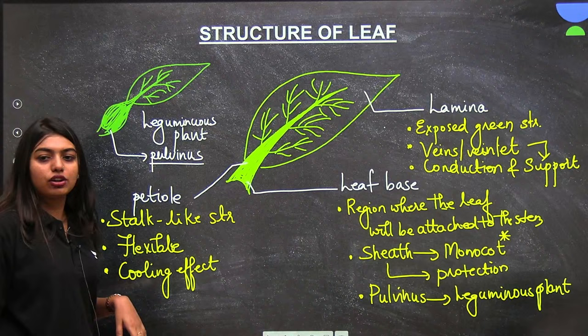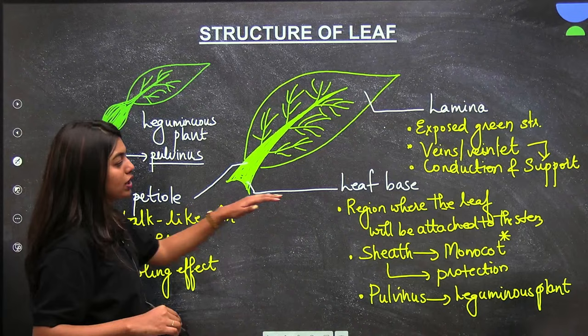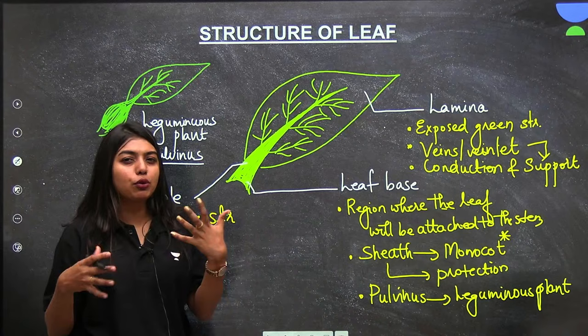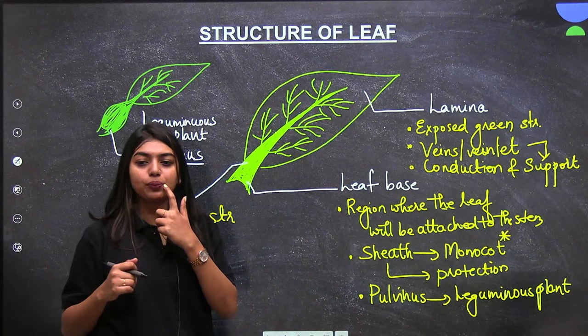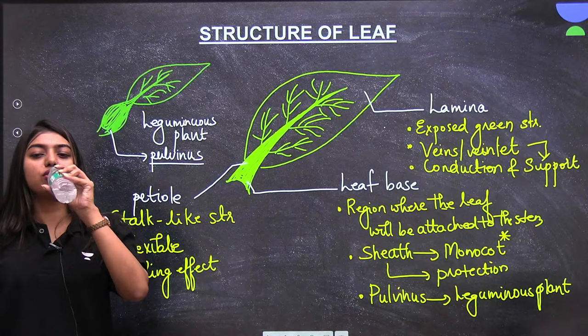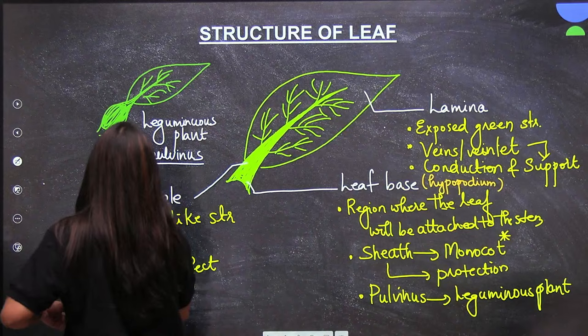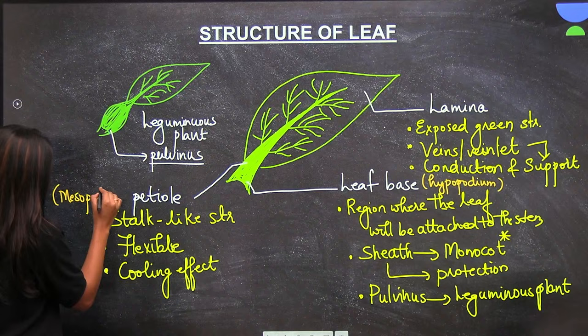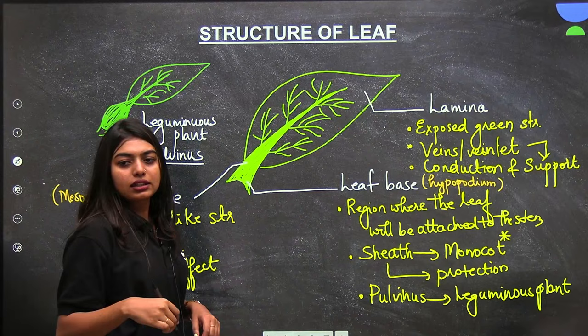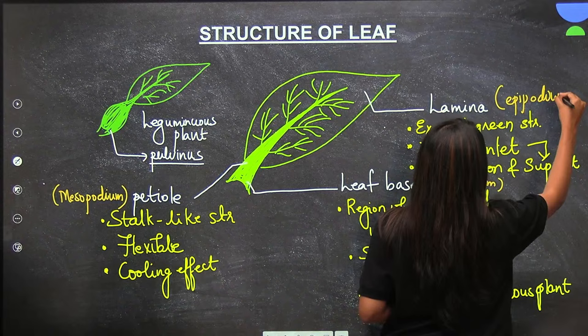So, we can also call these parts by other names. What is your leaf base called? I had taught this in your special class: hypopodium, epipodium, mesopodium. So, what is your leaf base called? Tell me quickly, I've given you a clue. Yeah, Govind has already told. Hypopodium, very good. So, the leaf base can be called hypopodium. Petioles can be called your mesopodium, so I'll write it here, mesopodium. And your lamina will be called as, tell me quickly, very good, epipodium. Yes, very good.